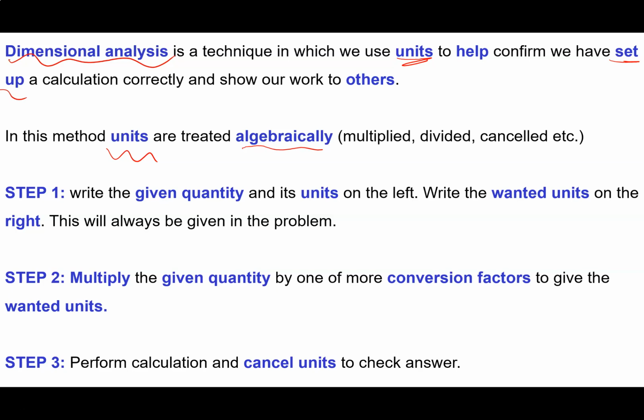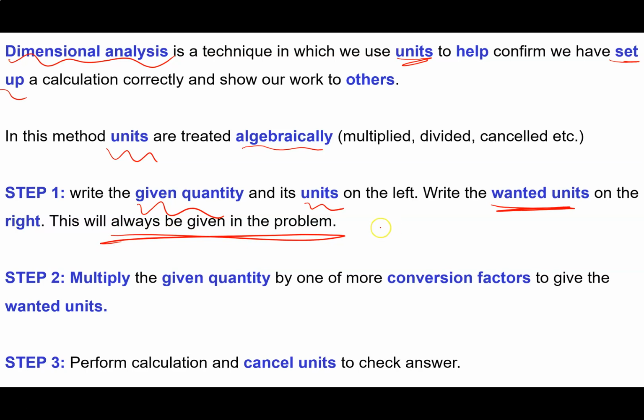So what we do is we're going to take some numbers that we're given, do some math on them, and end up with a new number, right? In this process, we write what we're given on the far left of our page with its units. Then towards the right of the page, we write an equal sign, and a little bit after that we write what we want as far as the units. That will always be given in your problem. So you're going to take one thing and turn it into something else.